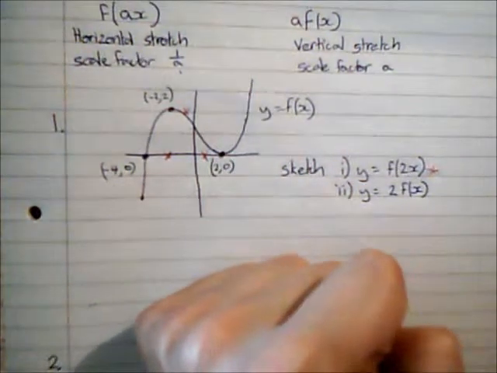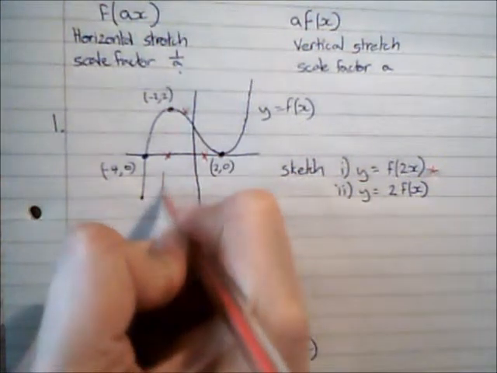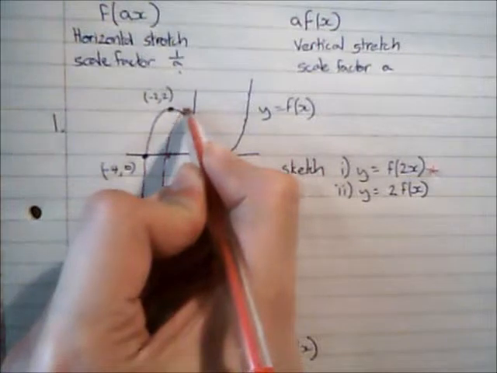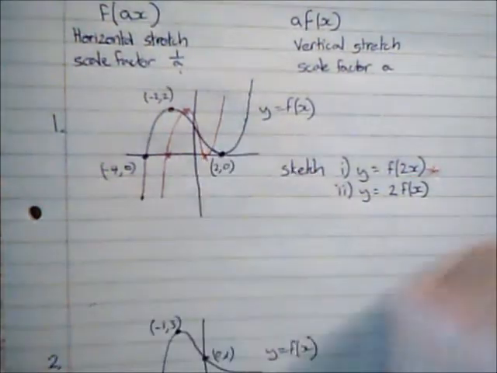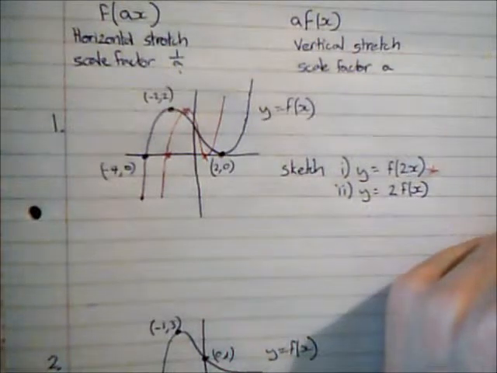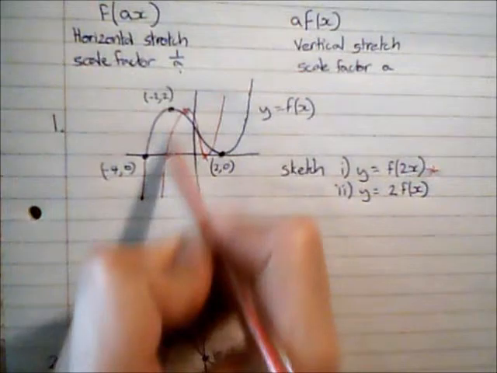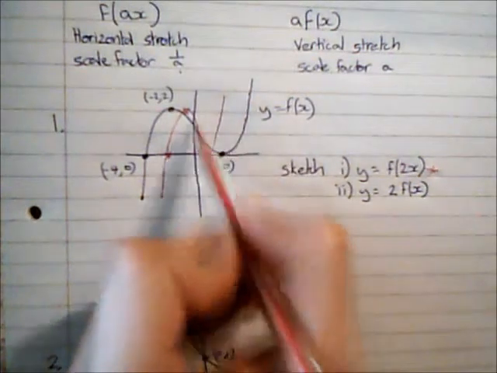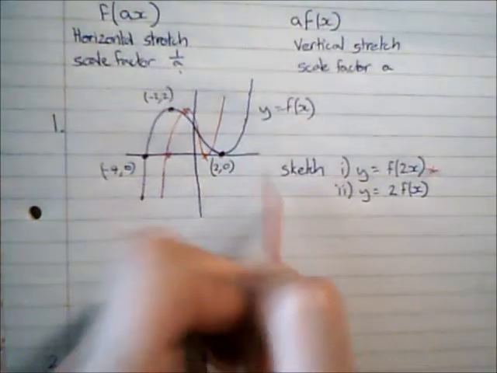So when I've got my key features of my graph, I can sketch those. So this turning point is the same height, this turning point is the same height, but the x-coordinates appear half as far away from the y-axis as they did before.